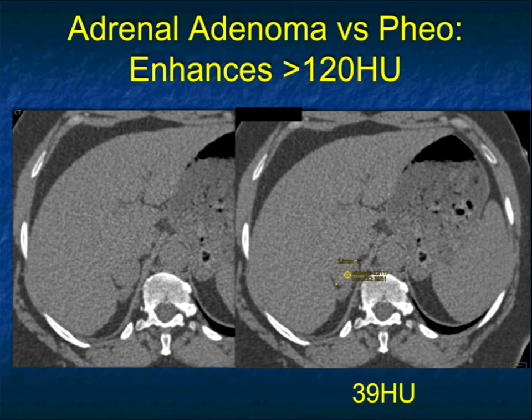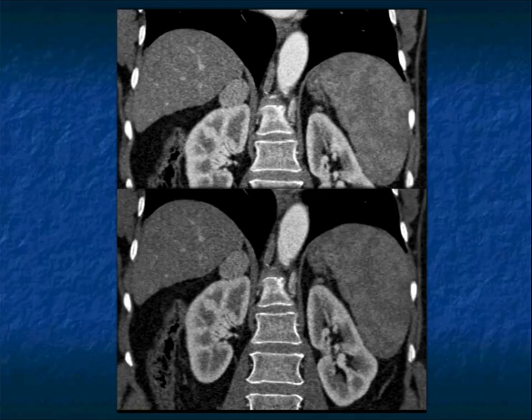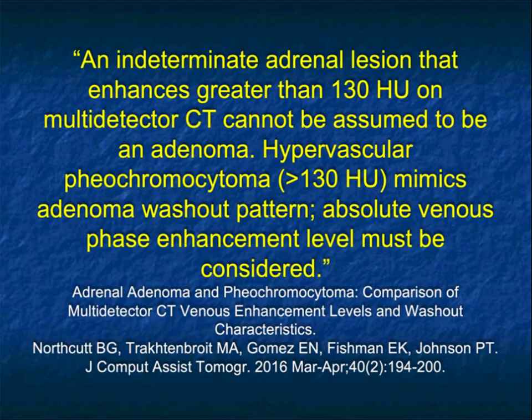So here's a simple case. There's an adrenal lesion, 39 Hounsfield units. It could be a lipid poor adenoma. It could be a number of things. It could be a MET if the patient had a primary tumor. When you give IV contrast at about 60 seconds, you can see the lesion in the right adrenal gland is enhancing. And when you measured it, it was over 130 Hounsfield units.